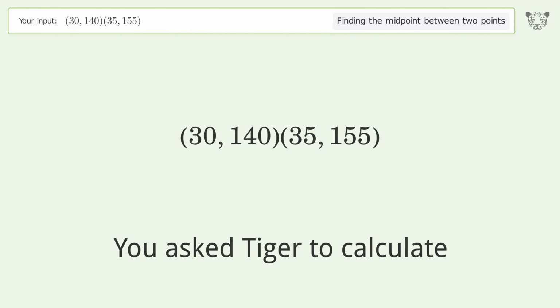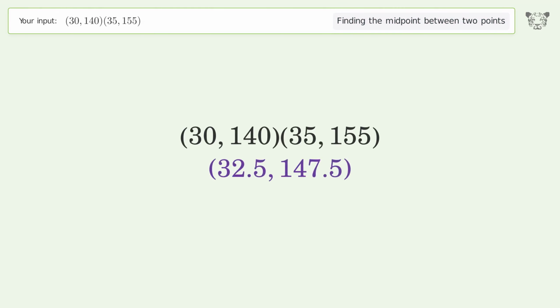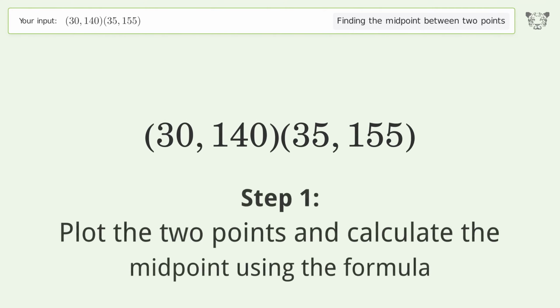You ask Tiger to calculate. This deals with finding the midpoint between 2 points. The midpoint between the 2 points is 32.5, 147.5. Let's solve it step by step. Plot the 2 points and calculate the midpoint using the formula.